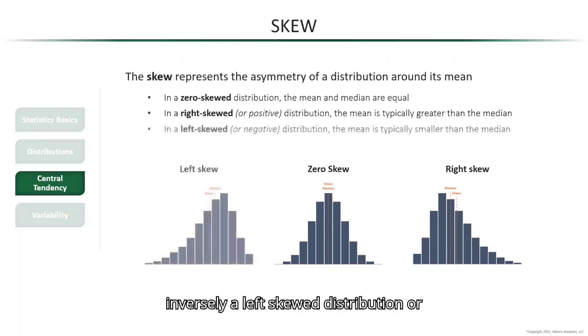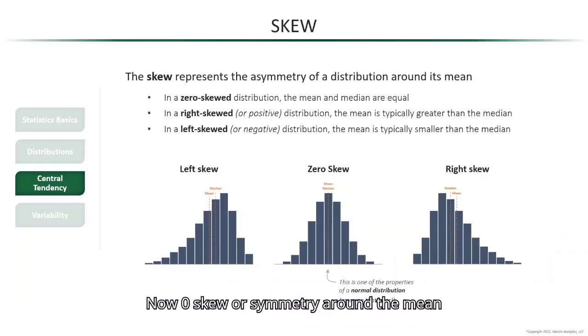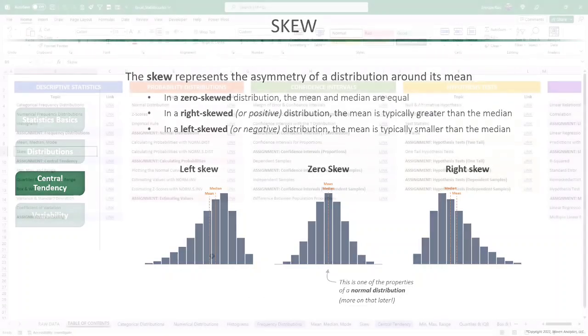And inversely, a left skewed distribution or negative distribution has a mean that is typically smaller than the median, as we can see in the histogram here. Now, zero skew or symmetry around the mean is one of the properties of the normal distribution, which we'll dive into soon enough, but that is the main reason that I'm introducing this concept. But for now, let's just jump to Excel to quickly go over the skew function.